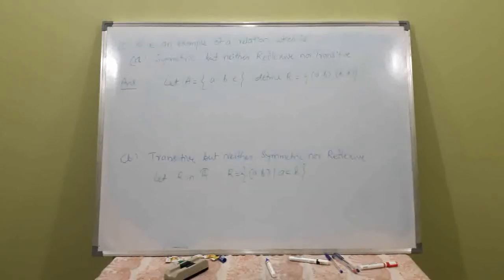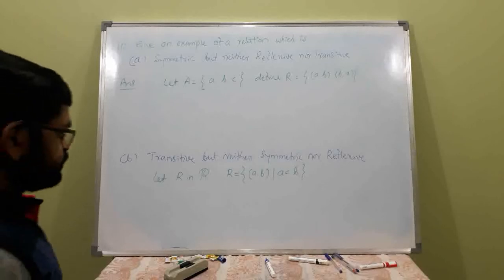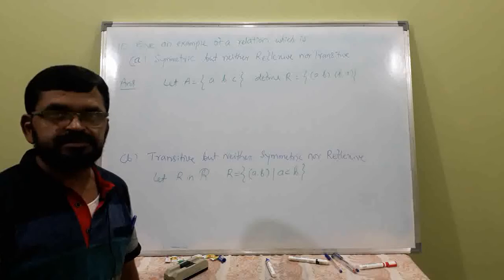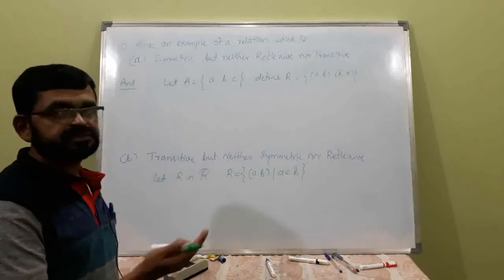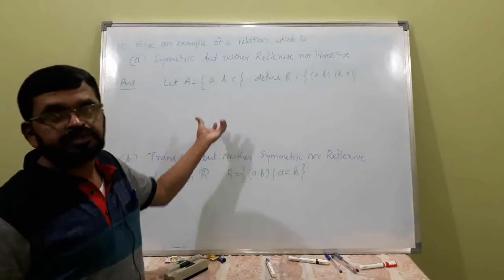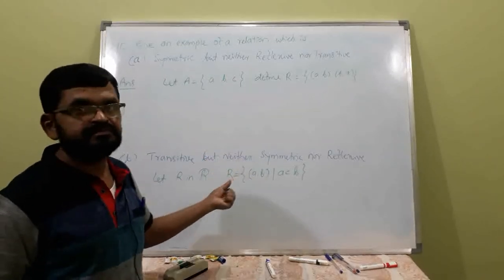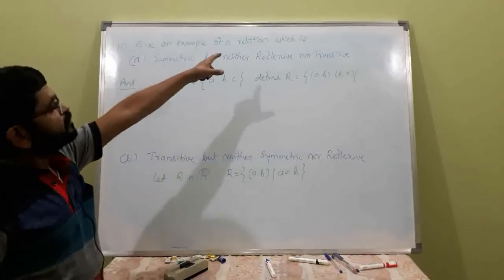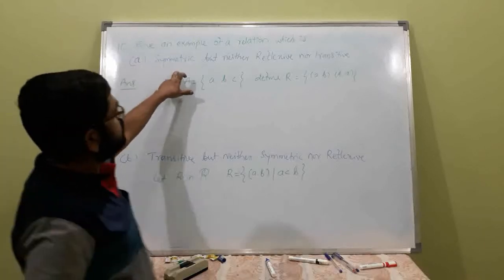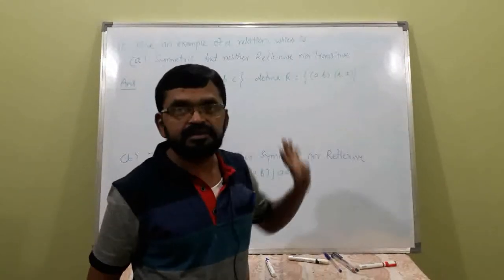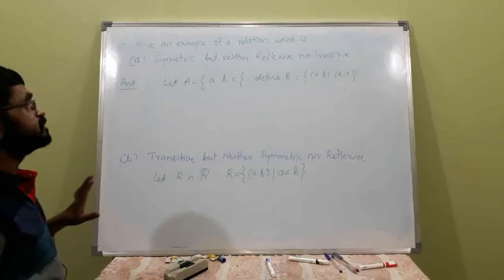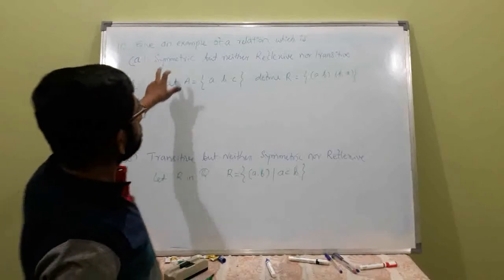See here, in the earlier examples, we are given the data, that means examples, and we have to prove whether that is an equivalence relation or not. Here, they gave the property. We have to construct the example for that. Give an example of a relation which is symmetric but neither reflexive nor transitive. You have to construct like that. You can take any number of examples. This is not unique. The answer is not unique here, but that should satisfy the condition.